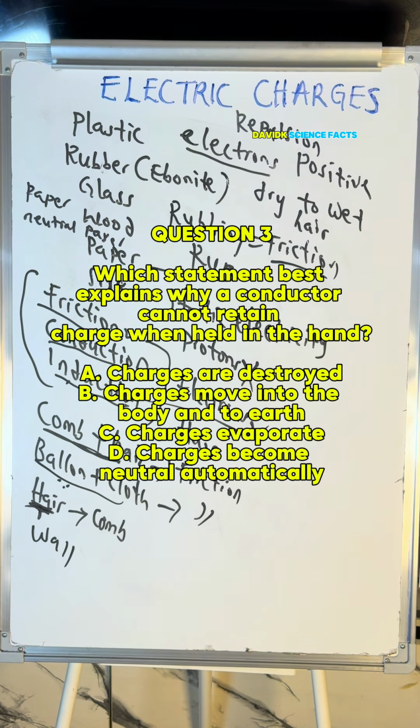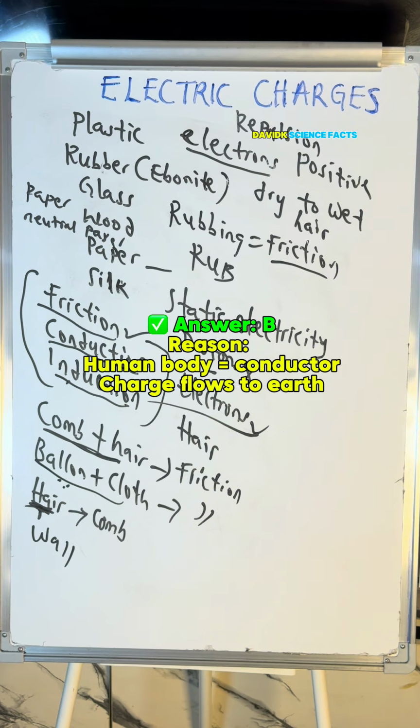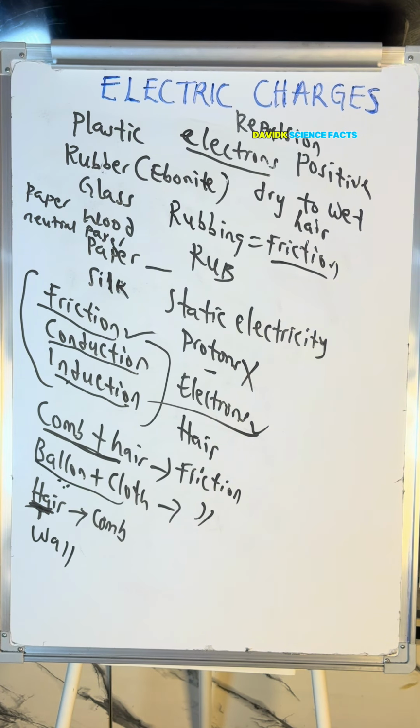Question 3. Why can't a conductor hold charge when you touch it? Now I want you to think like an examiner. The correct option is B. Charge flows to your body and then to the ground. Remember I said your body is a conductor. If you have forgotten why I said your body is a conductor, you can scroll back, start the video again.